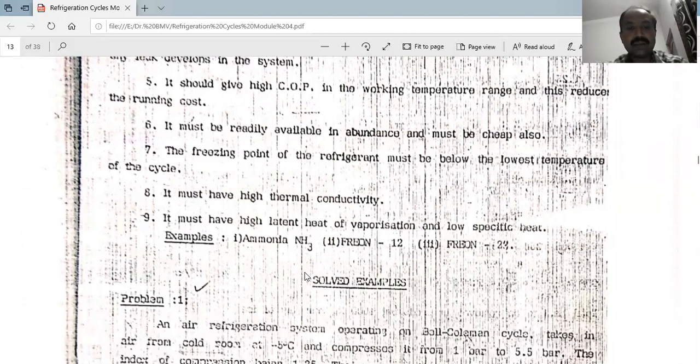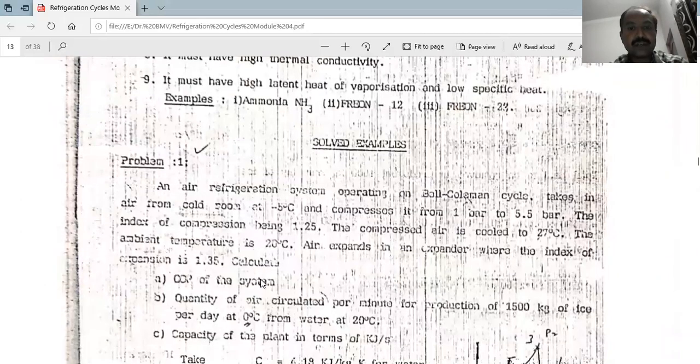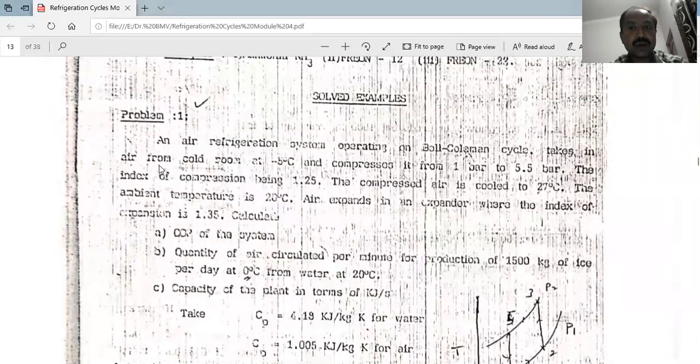Now I will solve a simple problem on the air refrigeration system. I will read out this problem. An air refrigeration system operating on the Bell Coleman cycle takes in air from a cold room at -5 degrees centigrade and compresses it from 1 bar to 5.5 bar. The index of compression is 1.25. The compressed air is cooled to 27 degrees centigrade. The ambient temperature is 20 degrees centigrade. The air expands in the expander where the index of expansion is 1.35. Calculate the COP of the cycle.